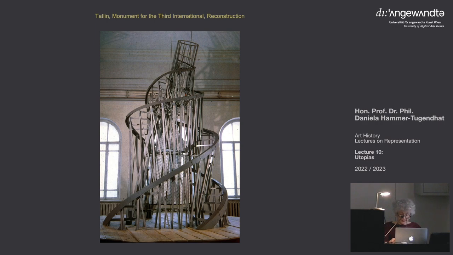Tatlin's tower was conceived as an upward spiraling metal construction tapering into a cylindrical apex, the whole construction built on an axis parallel to that of the earth. The tower was to be over 400 meters, taller than the Eiffel Tower, which it in some ways resembles. Inside the construction, there were to be either three or four geometrical glass forms, the number depending on which reconstructed model is being referred to.